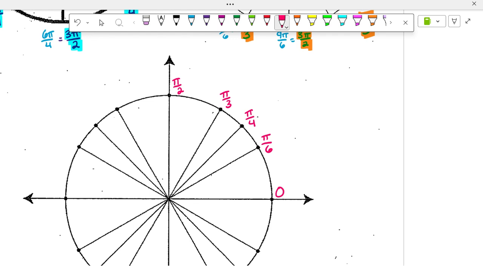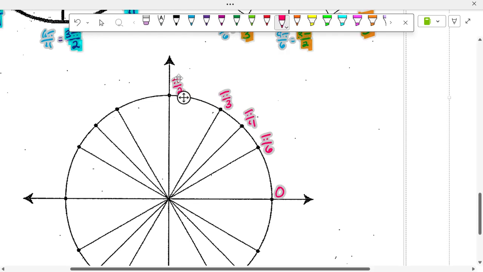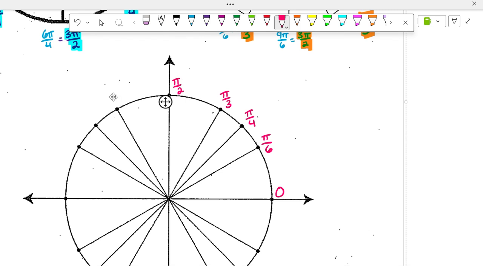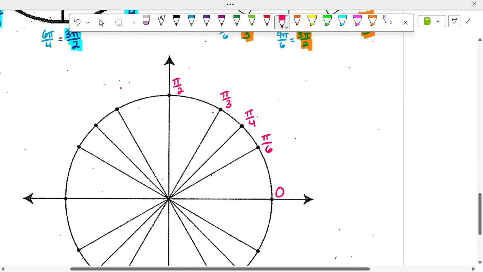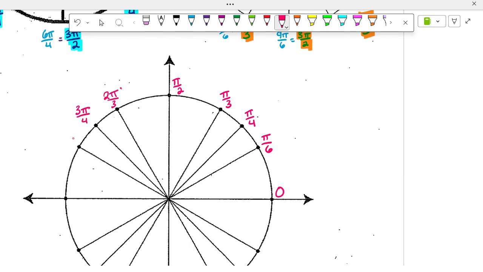Now, we know it's going to be another 6 from pi over 2. So pi over 2 is 3 pi over 6. So what would come next? It'd be 2 pi over 3. Good. Then we'd have the fourth, which is 3 pi over 4. Then we have the 6, which is, yep. Then what? Pi.